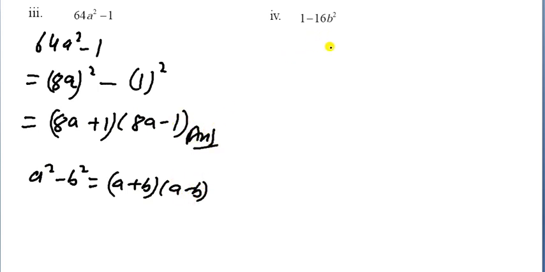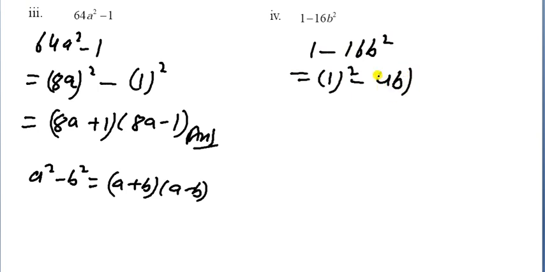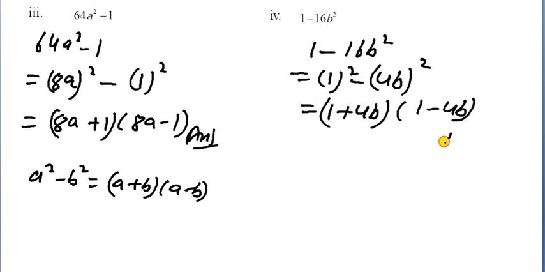So what will be here? It is 1 minus 16b square. So it is 1 square and minus, it is 4, not 8. So it is (4b) whole square. So what will happen? It is 1 plus 4b. एक बार ऐड करना है और एक बार सब्ट्रैक्ट करना है. So 1 minus 4b. So that will be your answer.